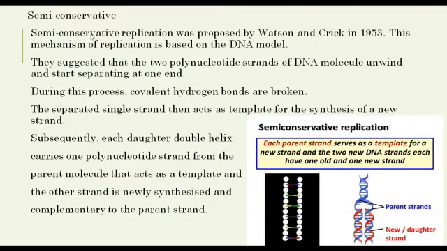Semi-conservative replication was first proposed by Watson and Crick in the year 1953. This mechanism of replication was based on the DNA model. They suggested that the two polynucleotide strands of the DNA molecule will unwind and start separating at one end. During this process, hydrogen bonds are broken. So the hydrogen bonds present in the nucleic acids will be getting opened.